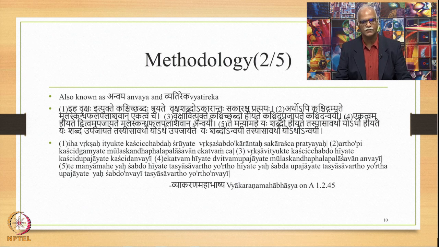The second sentence is arthopi kaschit gamyate moolaskandha phala palashavan ekatvancha. The third sentence is vrikshavityukte kaschit shabdo hiyate kaschit upajayate kaschit anvayi. The fourth sentence is ekatvam hiyate dvitvam upajayate moolaskandha phala palashavan anvayi. The next sentence is te manyamahe yash shabdo hiyate tasyasavartho yortho hiyate yash shabda upajayate tasyasavartho yortho upajayate yash shabdo anvayi tasyasavartho yortho anvayi.